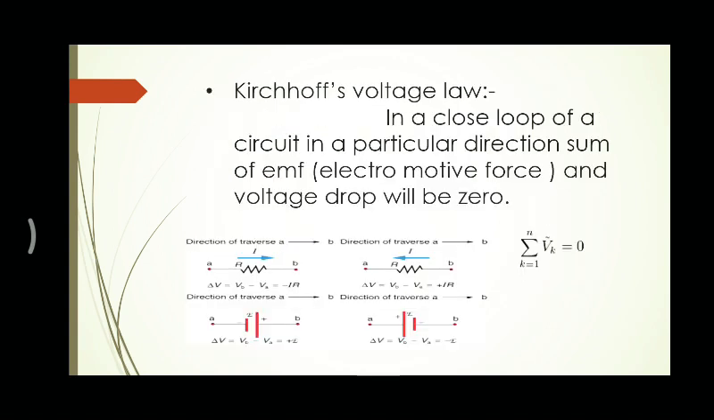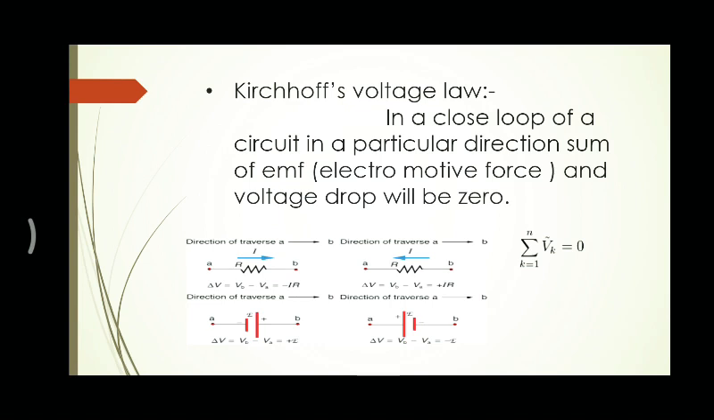Now our second law is Kirchhoff's voltage law. According to Kirchhoff's voltage law, in a closed loop of a circuit in a particular direction, the sum of electromotive force and voltage drop will be 0. In mathematical form, we can also see here that the sum of voltages, with k varying from 1 to n, is equal to 0. Now we need to understand voltage drop and EMF.